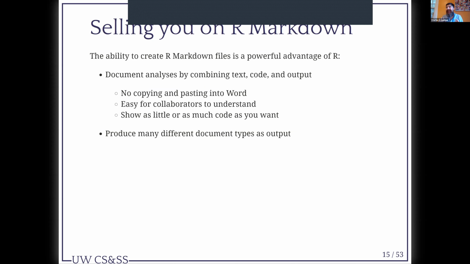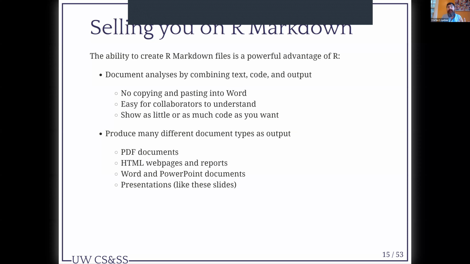R Markdown documents can produce many different document types as output. If you want any kind of document, there's probably an R Markdown format to generate it. Some examples. PDF documents. If a journal actually wants it in PDF format, you can give it to them that way. If you want PDFs because you want to hand them to people, my advisor likes getting PDF memos of things. I render all my memos as PDFs. I hand it to them.